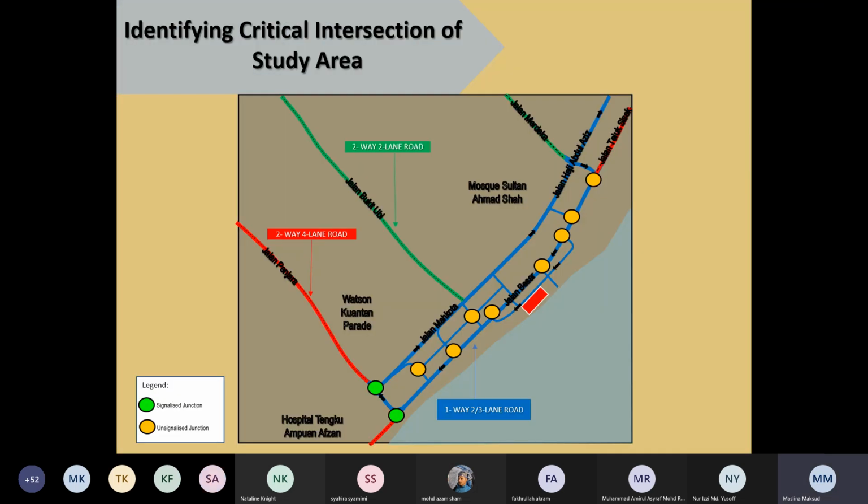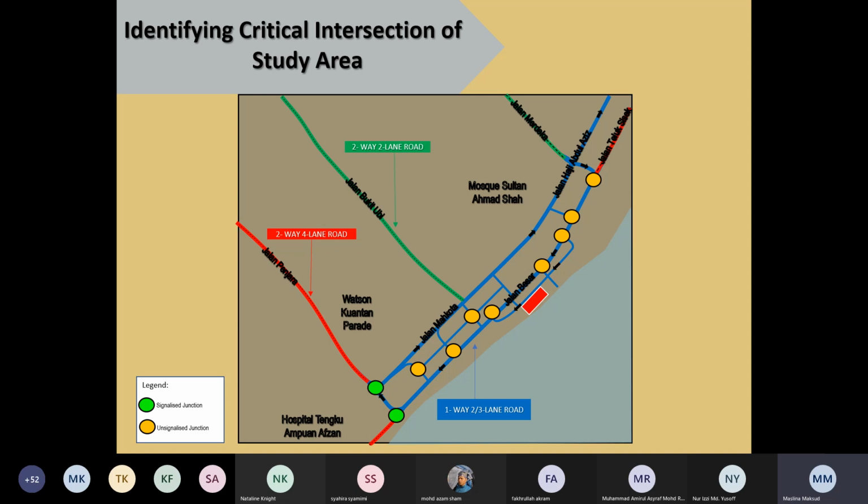So this is the example on how we identify critical intersections at our study area. As you can see here, this is our proposed development, the one in the red box with white line here. So this is at Bandar Kuantan, Pahang, and from this Bandar Kuantan, we have observed that their traffic circulation is more like one-way circulation.